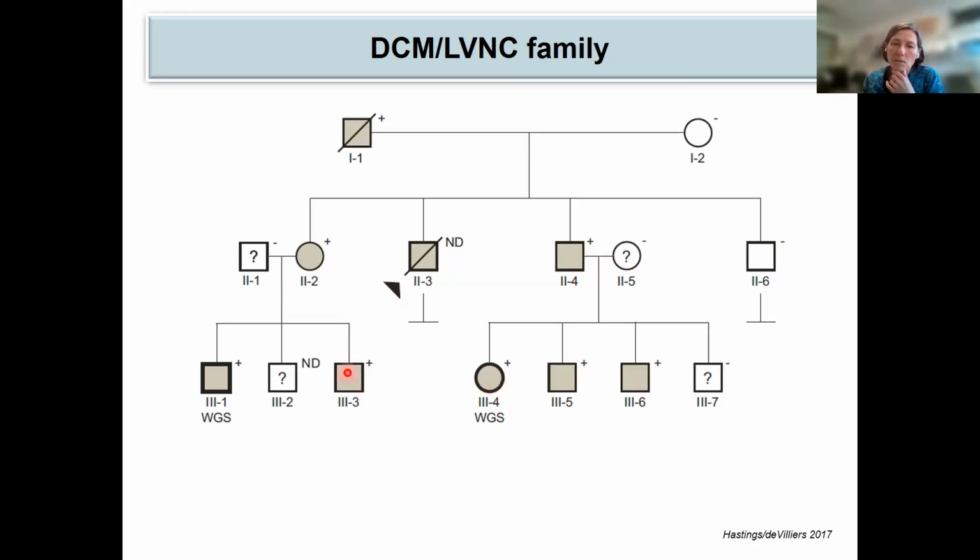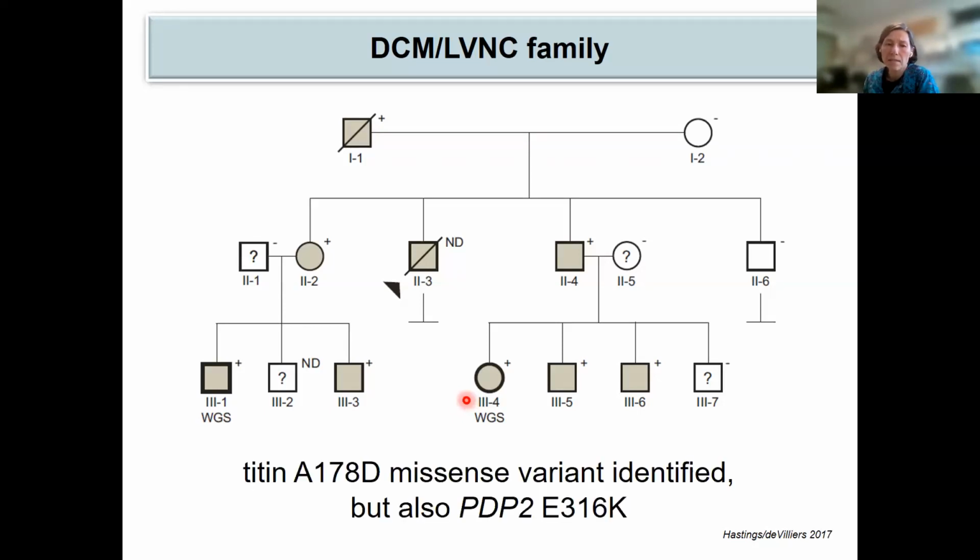So we then use the other affected individuals in the family for linkage analysis, basically to ask the question, which bit of a chromosome have all the ones who are affected by disease in common? And then whole genome sequencing can tell you which coding variants are on these bits of the chromosome. And this identified 2 changes.